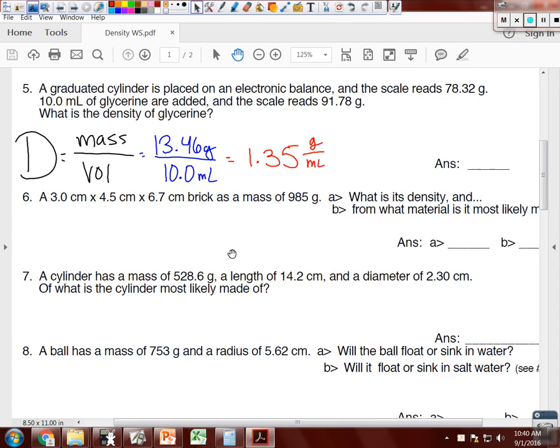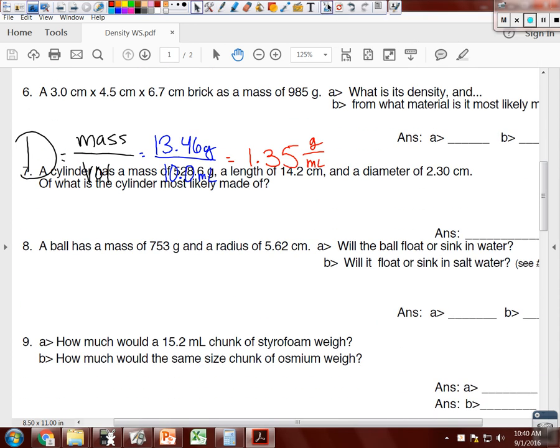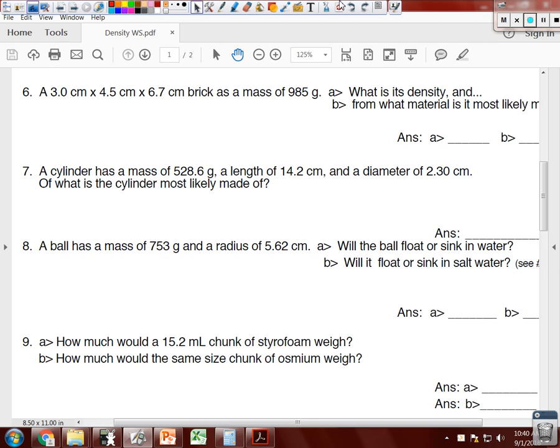All right, so let's look at the next one, number 6. Number 6 actually has 2 parts. It tells you have a 3 centimeter by 4.5 centimeter by 6.7 centimeter brick, and it has a mass of 985 grams. And question A is, what is its density? Question B is, what material is it most likely made from? I like this question because it asks you specifically for its density, but question B is important. How in the world are you supposed to know what that brick is made up of?